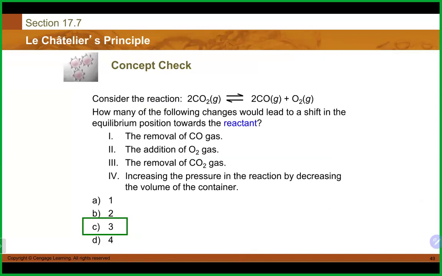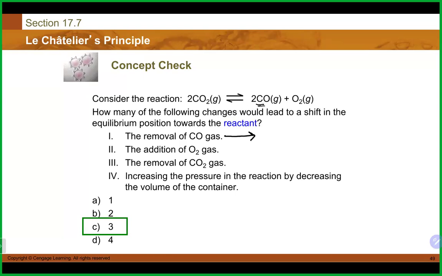All right, so let's take a look at this one. Consider the following reaction. How many of the following would lead to a shift to the reactant side? So let's go through this and see. If we remove CO, in this case, CO is a product. We're going to remove it, and that's going to create a hole on the right-hand side that needs to be filled, so it should shift to the right.